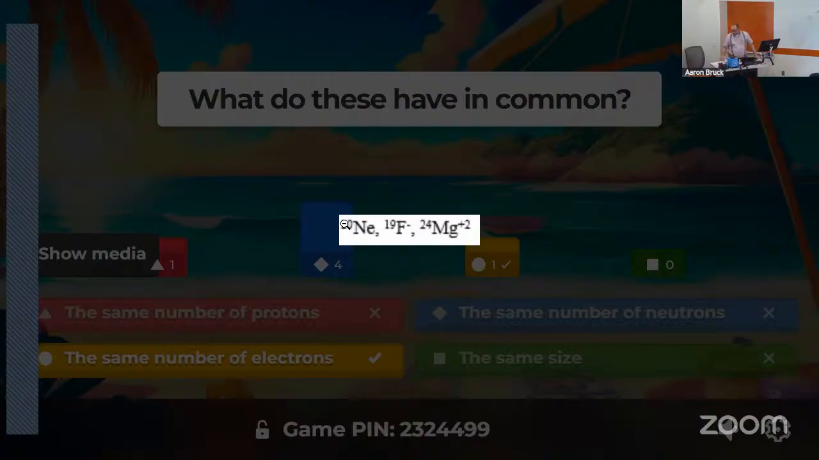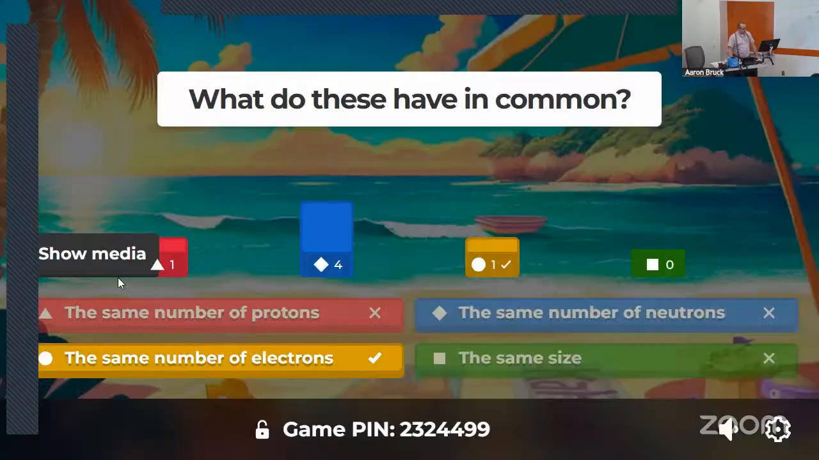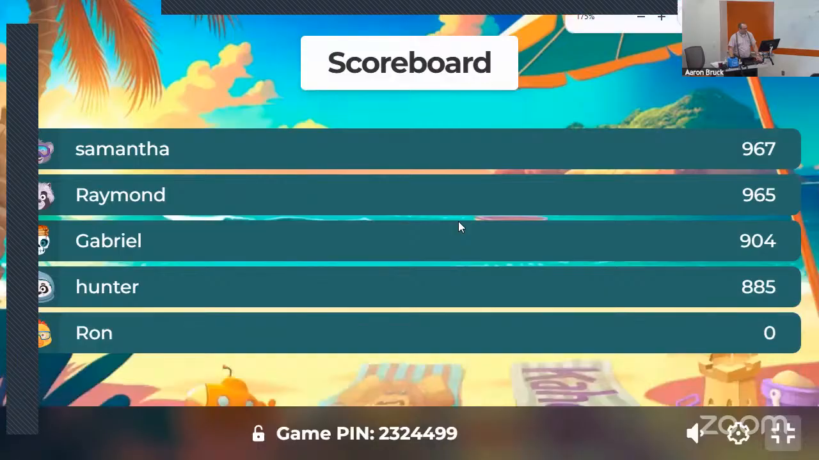Maybe it's the number of electrons. Neon has 10 protons and 10 neutrons and 10 electrons because it's neutral. Fluorine, 9 protons, but with an extra electron for the charge, that makes 10 electrons. Magnesium, 12 protons, but 2 fewer electrons, so 12 minus 2 is 10. So all three of these have 10 electrons. So that's why the yellow is the correct answer there.